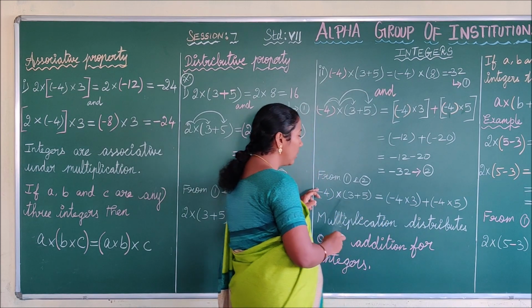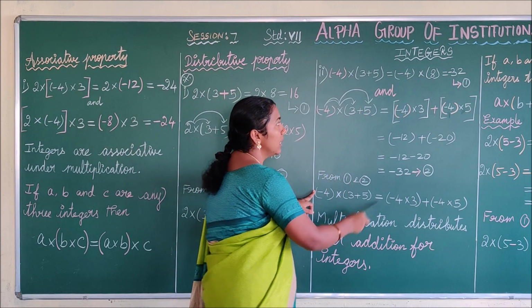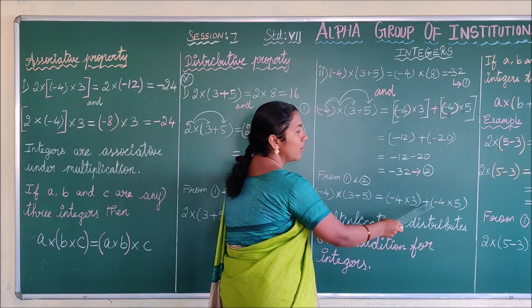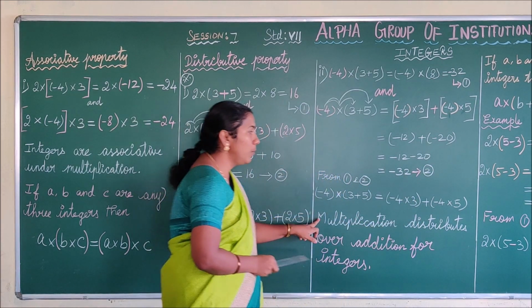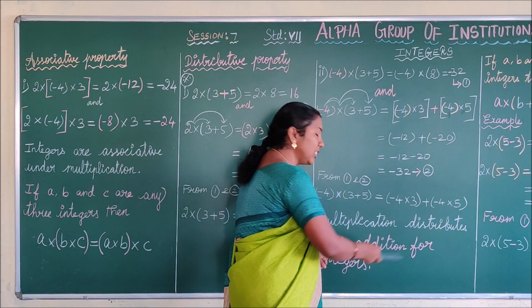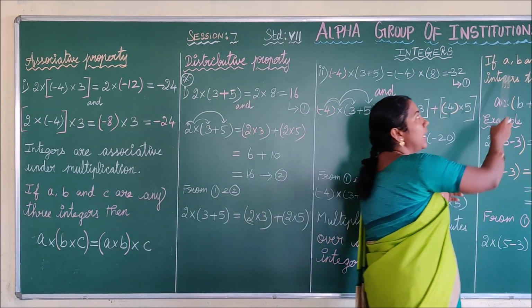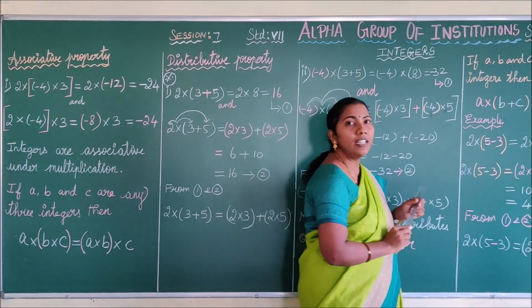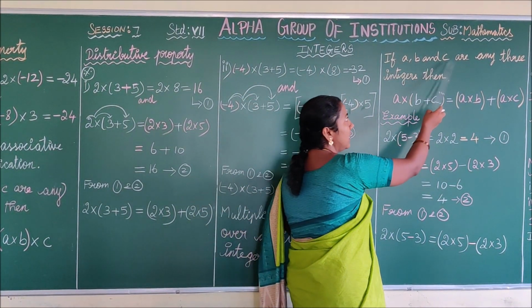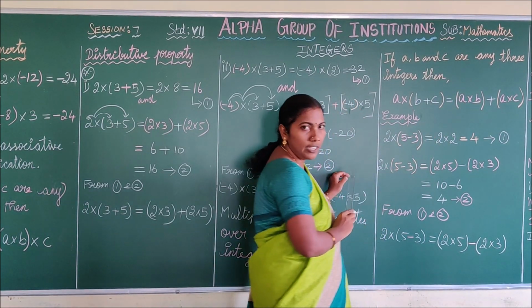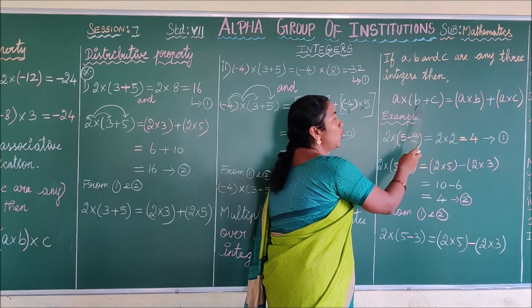Let us conclude. Minus 4 into 3 plus 5 can also be written as minus 4 into 3 plus minus 4 into 5. Thus we can say multiplication distributes over addition for integers. Let us give the definition for it. If A, B and C are any three integers, then we can give the distributive property as A into B plus C.